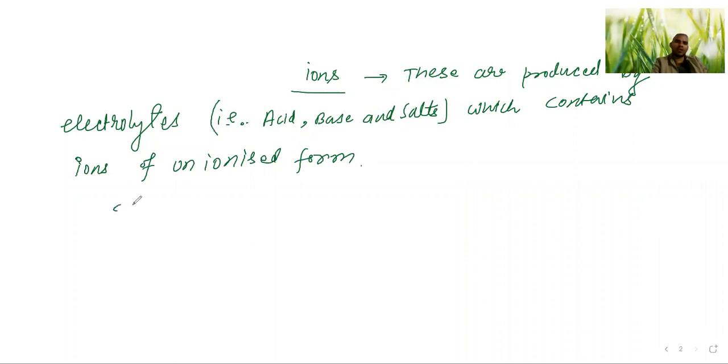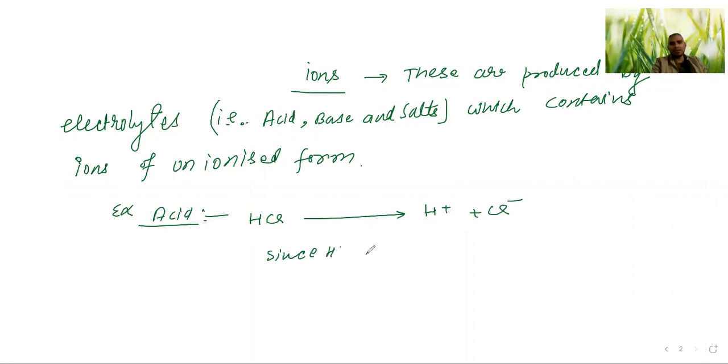Now we are talking about examples. Suppose I am taking an acid, HCl. What is it going to give? It is going to give H plus plus Cl minus. Since HCl gives ions, it is an electrolyte. Why is HCl an electrolyte? Because it gives ions.